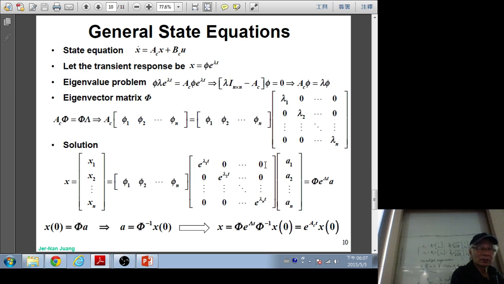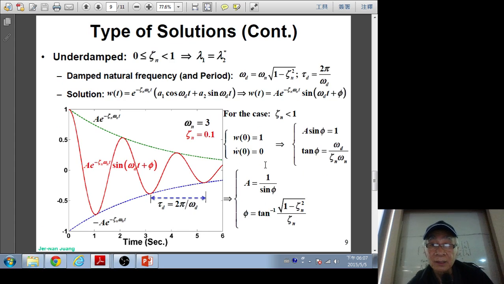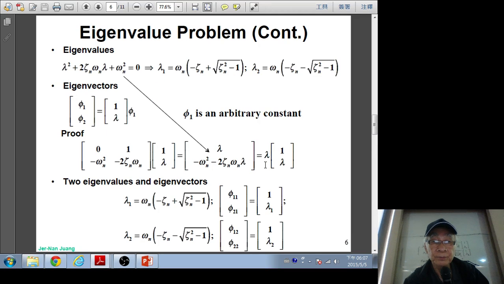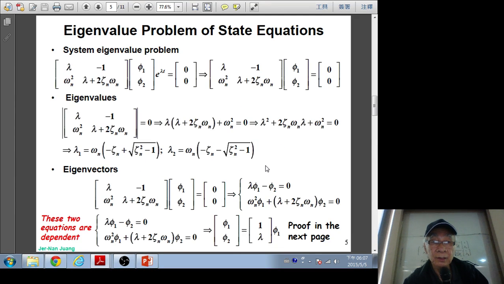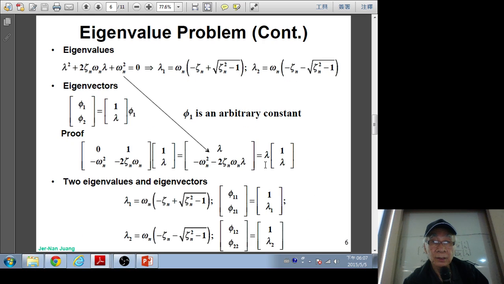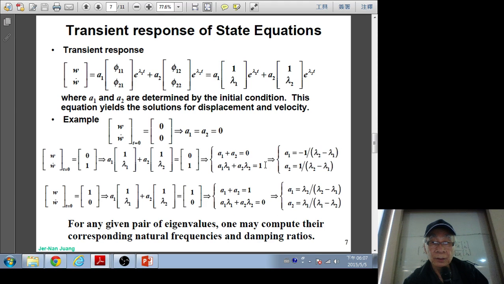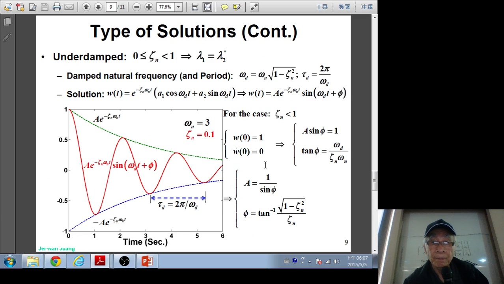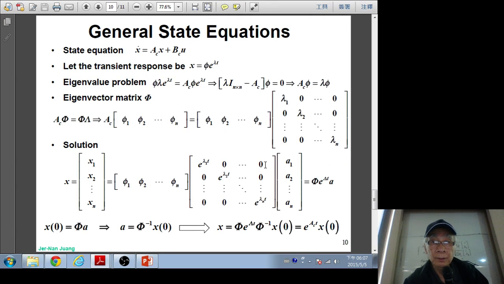And here, the general state equation here. Wait a second. Let me go back here to show you. I think I have it. Let us go back a page. Wait a second. All right, and lambda 1. Wait a second here. Where's my... okay, all right, that's all right. I will find it later.